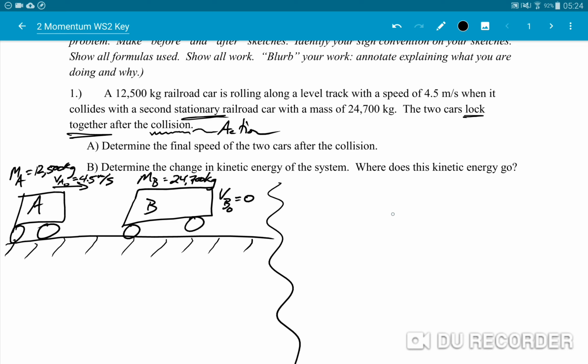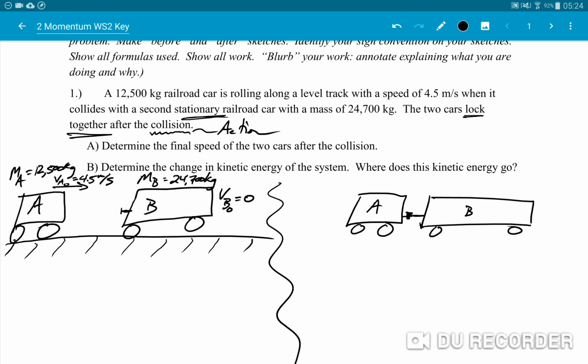So now they lock together afterwards. Here's car A, and then there's some sort of clasping mechanism. Here's B. Add that clasping mechanism onto each one of these guys. So now these guys are going to be moving along. A runs into B, and they're both going to be going this direction. So this will be the velocity of A and B, and we don't know what that velocity is.